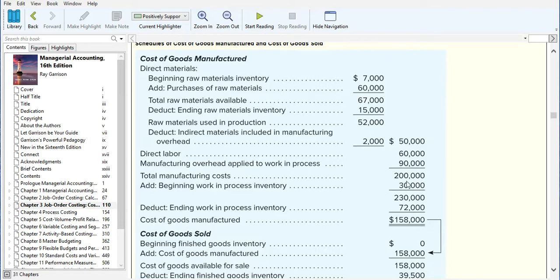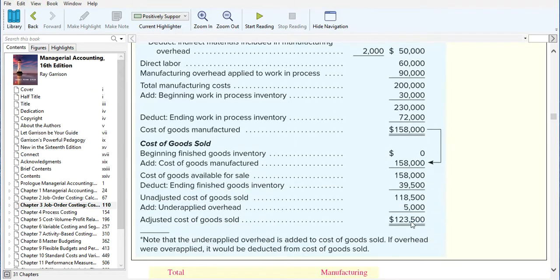Now, we need to allow for the changes in the work in process account. So we add in the beginning work in process to get this subtotal, 230,000, and then we deduct the ending work in process. And that difference will show us what the cost of goods manufactured are. In this case, we have 158,000 as a calculation, which matches up with what they were showing us back there in the journal entry.